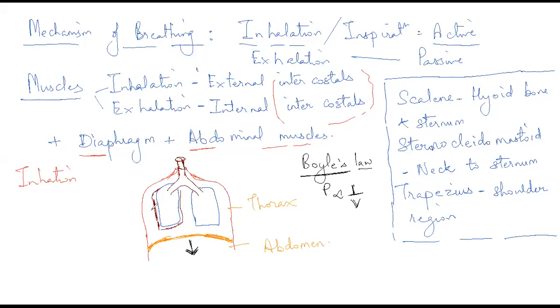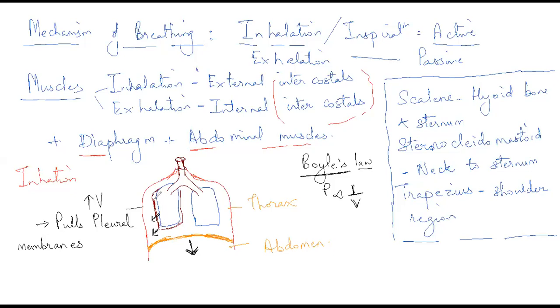Now this increased volume pulls the pleural membranes. ये pleural membranes को बाहर को खींचेगा. The inner pleural membrane is attached to the lungs. So when this outer membrane is pulled, the inner membrane is also pulled because of very small amount of water, the fluid between these. This fluid does not let the two membranes separate. Outer membrane is pulled, the inner membrane is pulled.